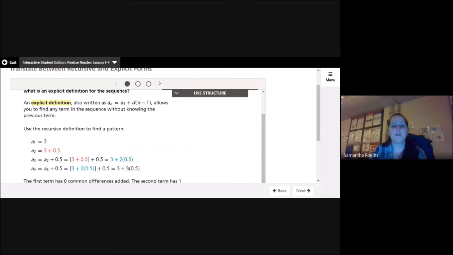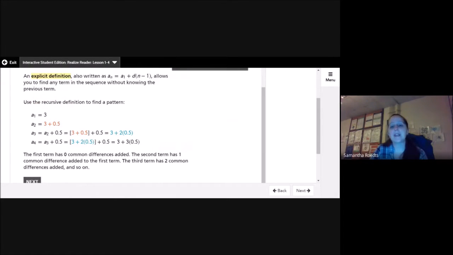So I use the recursive definition to find a pattern. a sub 1 equals 3. a sub 2 equals 3 plus 0.5. a sub 3 equals a sub 2 plus 0.5, which equals 3 plus 0.5 plus 0.5, equals 3 plus 2 times 0.5. a sub 4 equals a sub 3 plus 0.5. Well, a sub 3 was 3 plus 2 times 0.5, plus 0.5. Well, there's 3 of them now, so 3 plus 3 times 0.5.